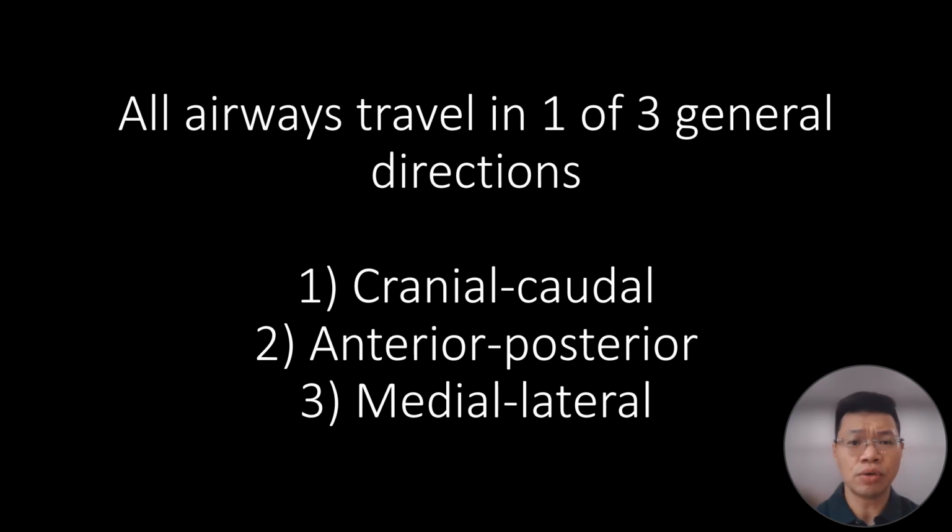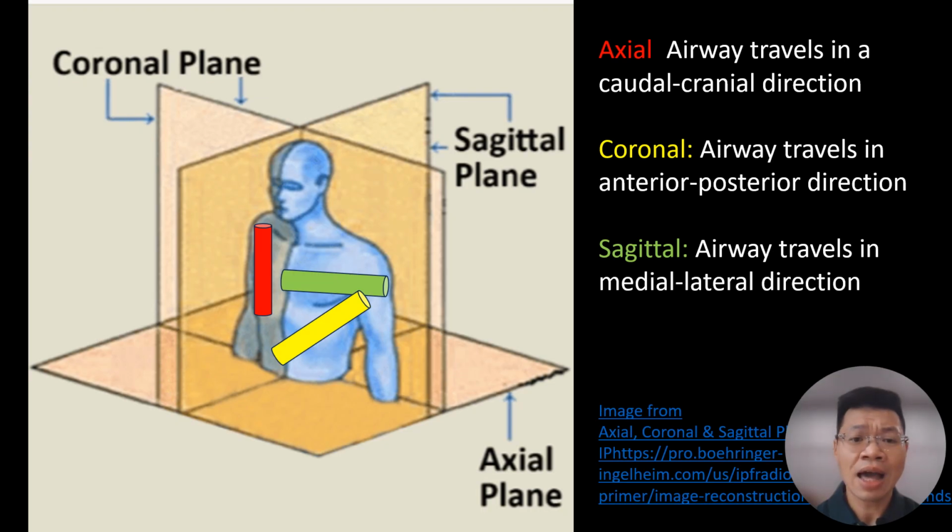Recall from the first video, the first concept is that all airways travel in one of 3 general directions: in the cranial caudal direction, anterior-posterior, or medial-lateral directions. This can be in the axial plane, as illustrated by the red tube which travels in a cranial caudal direction, the coronal plane, illustrated by the yellow tube where the airway travels in an anterior-posterior direction, or the sagittal plane where the airway travels in a medial to lateral direction.